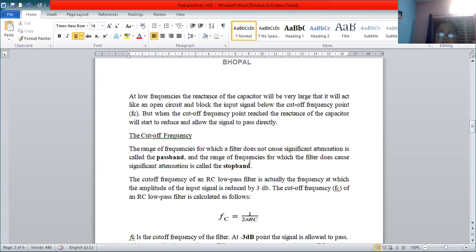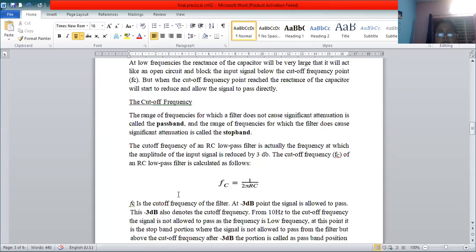The range of frequency for which a filter does not cause significant attenuation is called the passband, and the range of frequency for which the filter does cause significant attenuation is called the stop band. The cutoff frequency of an RC low-pass filter is the frequency at which the amplitude of the input signal is reduced by 3 dB. In case of a high-pass filter, it is increased by 3 dB.